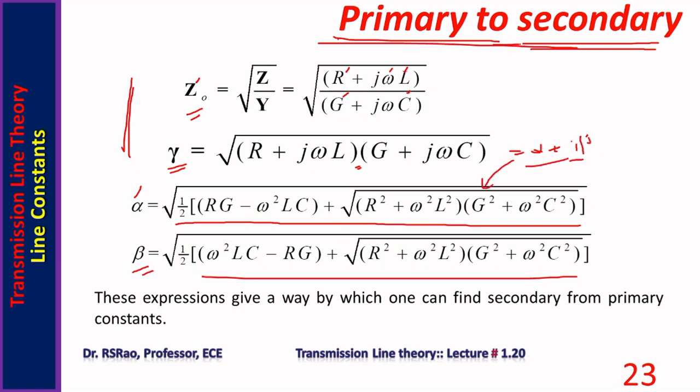Anyway, the purpose of this slide is how one can arrive at Z0 and gamma when primary constants are given. These are the relations one can use. Or if you are asked to find alpha and beta from primary constants, the simplest way is to simply find gamma. The real part of it is alpha, the imaginary part of it becomes beta.